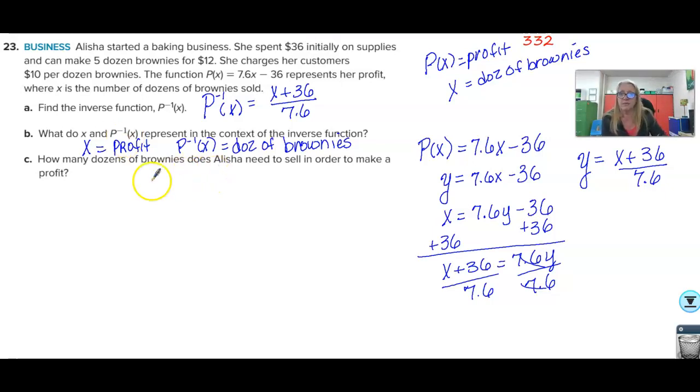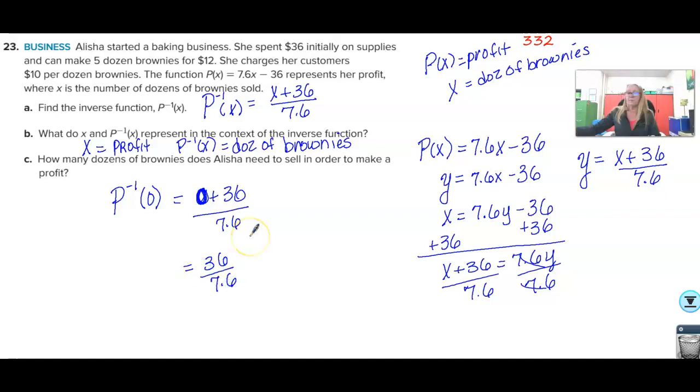So I think that's what I'm going to do. I'm going to say profit is 0, okay? So we're going to have p to the negative 1 of 0, so I'm making x be 0, equals x plus 36. Oh, wait, I forgot I'm supposed to substitute 0 for x. 0 plus 36 over 7.6. Well, 0 plus 36 is 36, divided by 7.6, and I'm going to whip out my calculator because I can't do that in my head either.